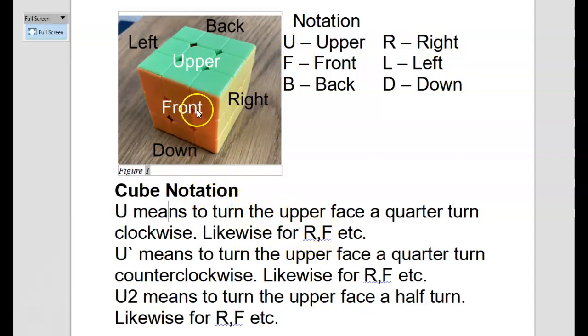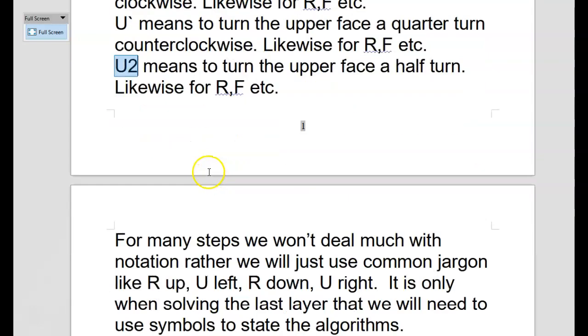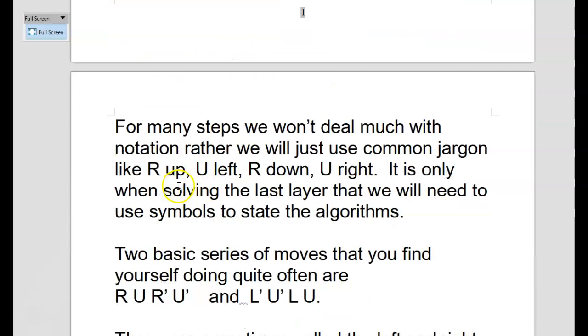An F would be turning that a quarter turn like a clock, or right quarter turn like a clock. If you see a symbol followed by a prime sign, that means that we're going to turn the upper face a quarter turn counterclockwise. Okay, and if it's followed by a number, usually a 2, that means we're going to turn the upper face, or whatever face it is, in this case the upper face, U2, a half turn. So two quarter turns. A lot of times we won't really deal with these too much. I won't mess around with these too much for some of the earlier steps.